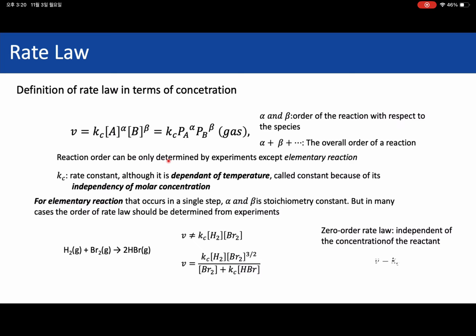There is one special case, which is called the zeroth order rate law. If the order is zero, then the term related to the concentration becomes 1. So the rate is only a function of the rate constant. If it's a zeroth order rate law, then the reaction is independent of the concentration of reactant, and only dependent on the rate constant.